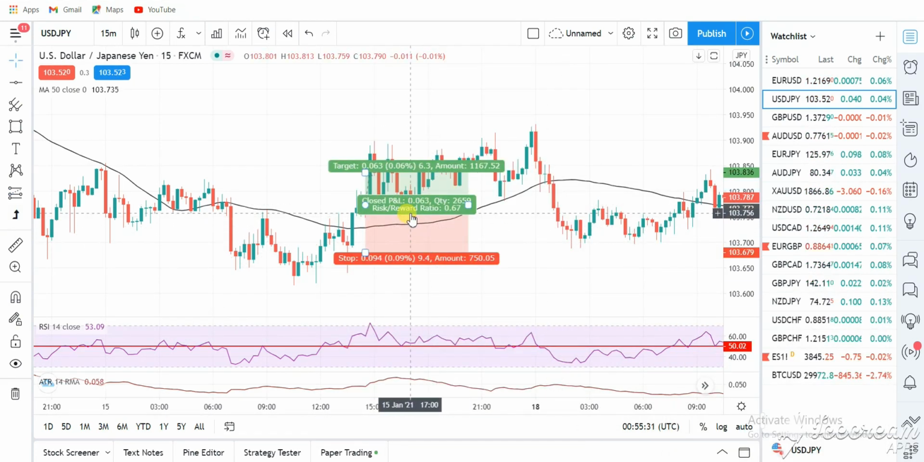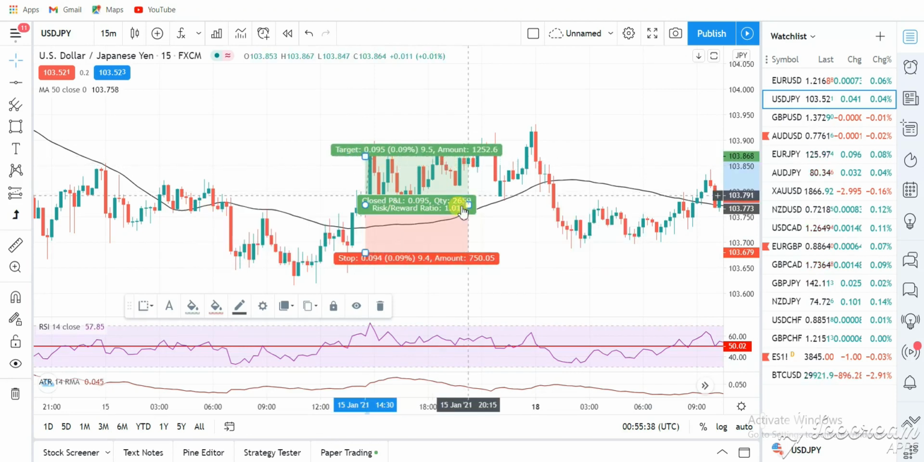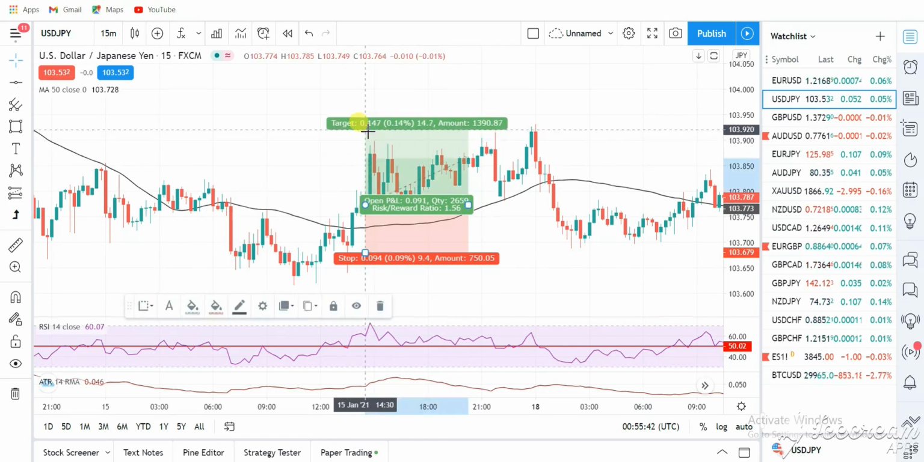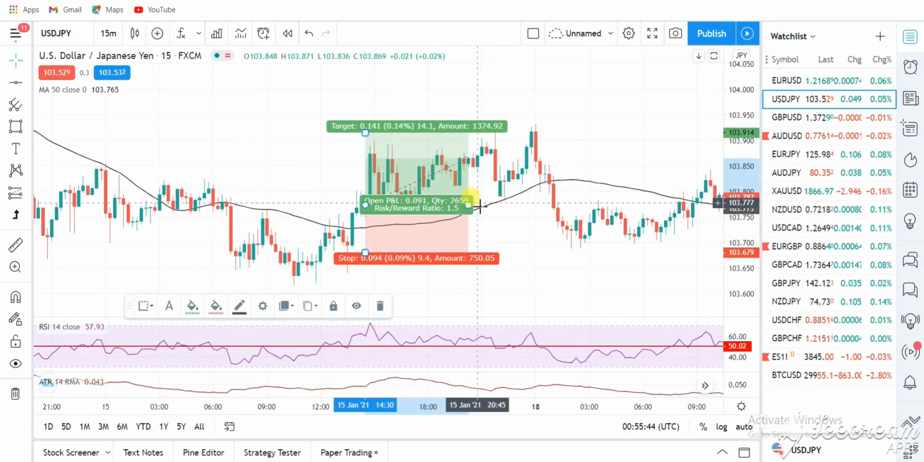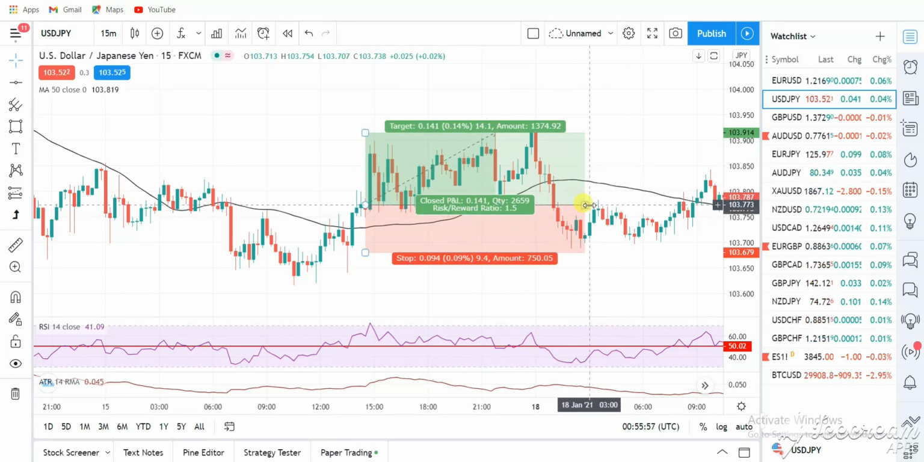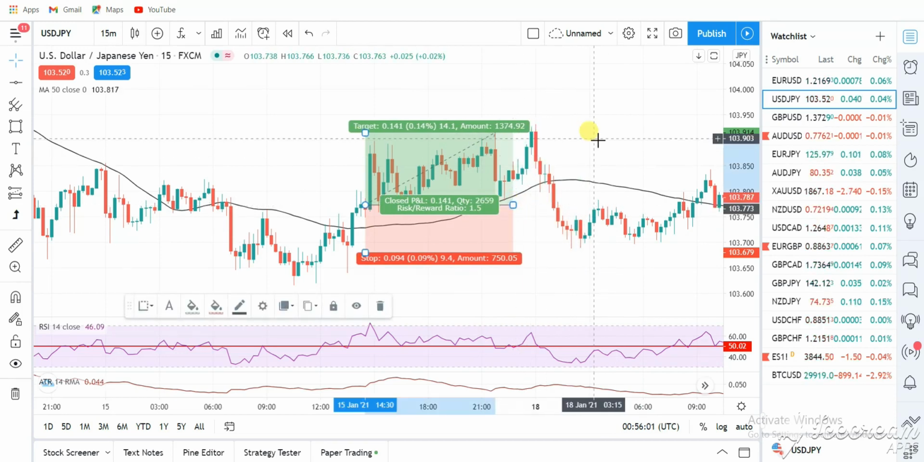So as you can see, 94 pip stop. So guys, like in all my videos, once the price achieves a 1 to 1, move your stops to break even, or you can take a fixed stop if you want to at a 1 to 1.5. Guys, this is a scalping strategy, so a 1 to 1.5 is absolutely beautiful for a profit target because it's a scalping strategy. I really don't recommend trading it like a normal strategy. This is a scalping strategy.